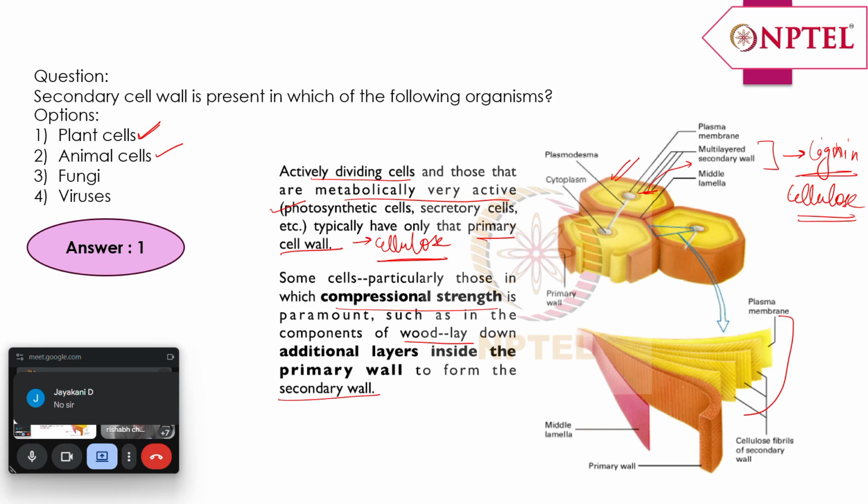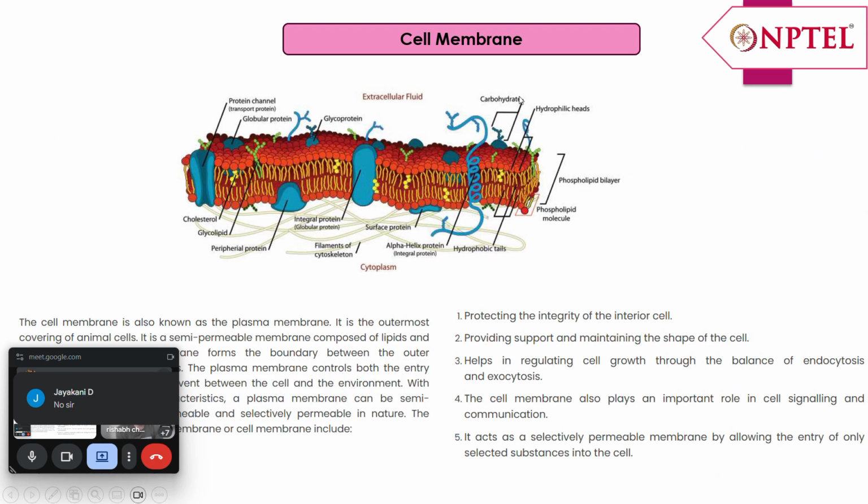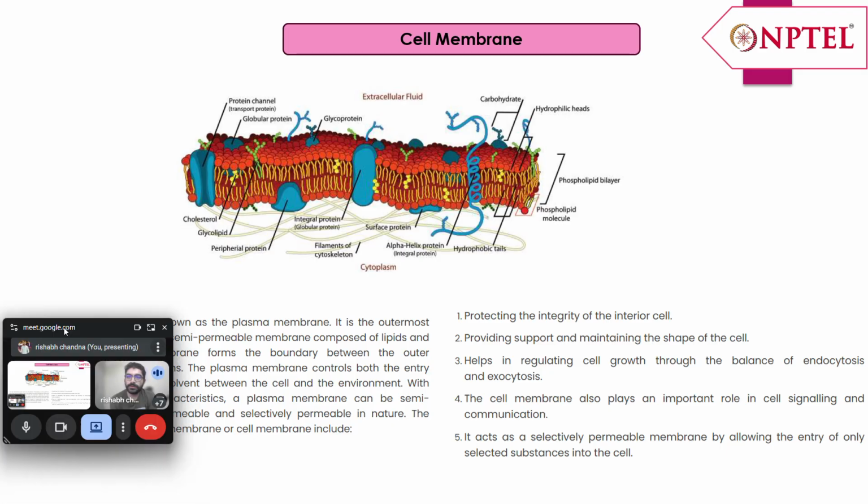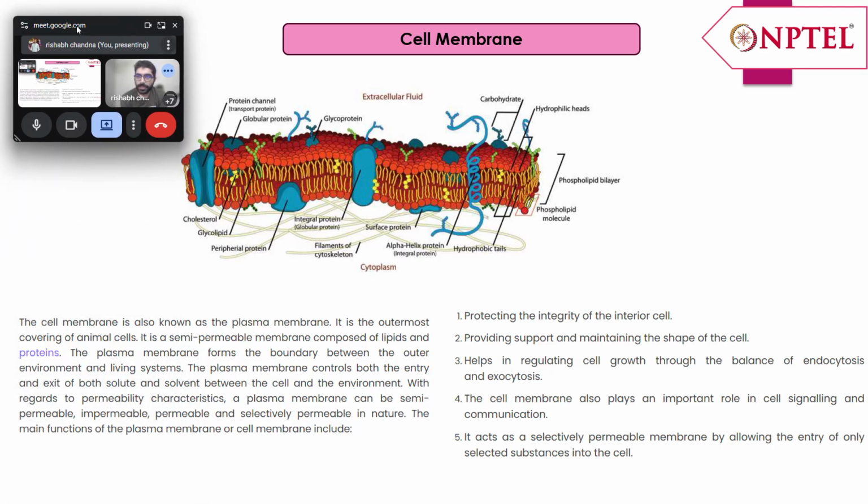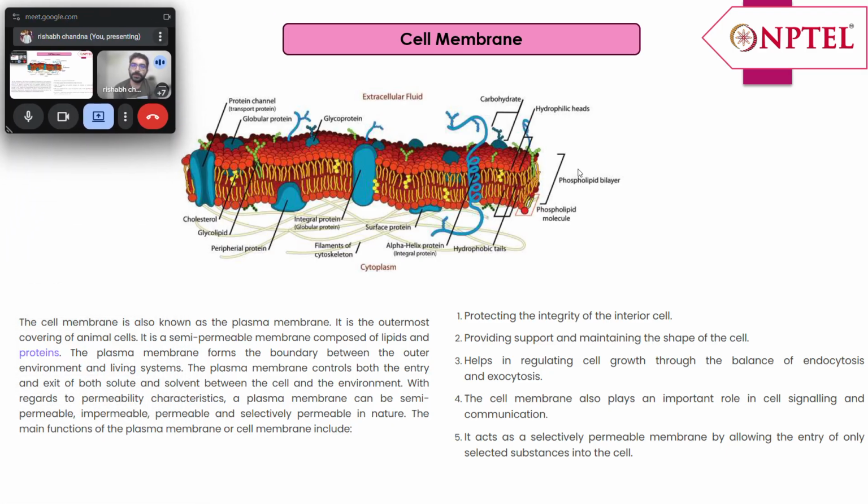Okay, so let's move on to the next question. Now we'll be moving from the cell wall to the cell membrane. The cell membrane, as we all know, is a phospholipid bilayer, and it is basically described by the fluid mosaic model.